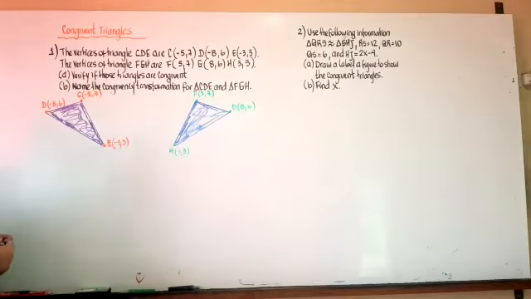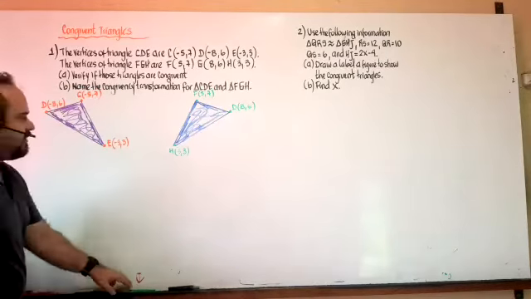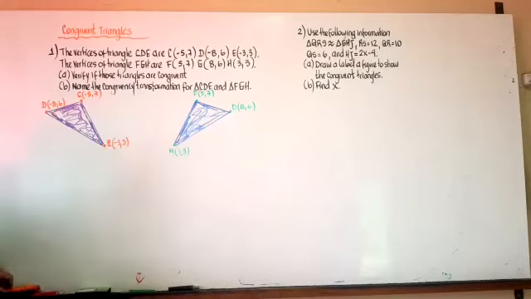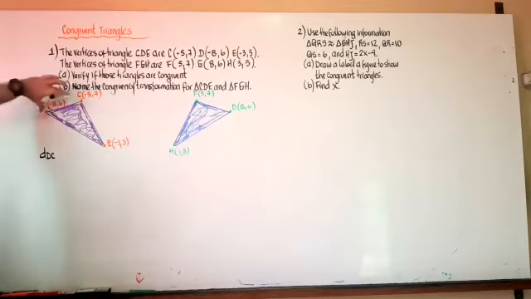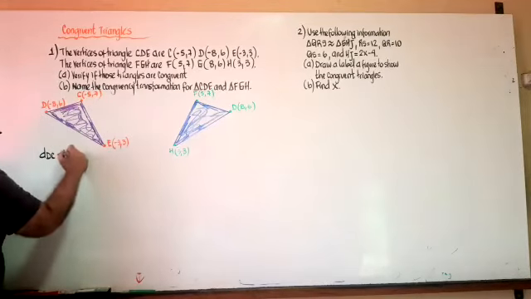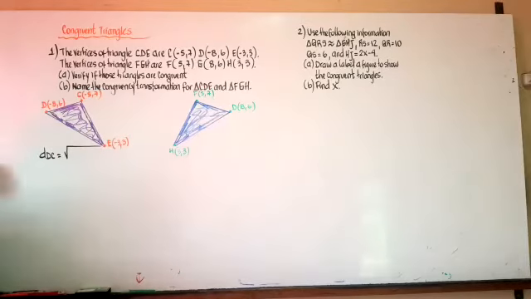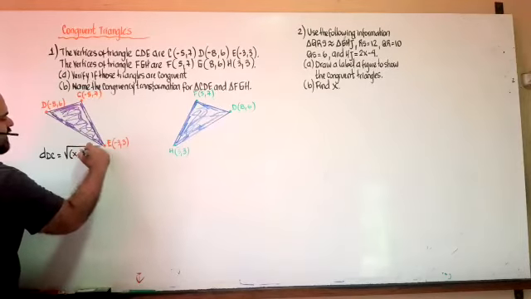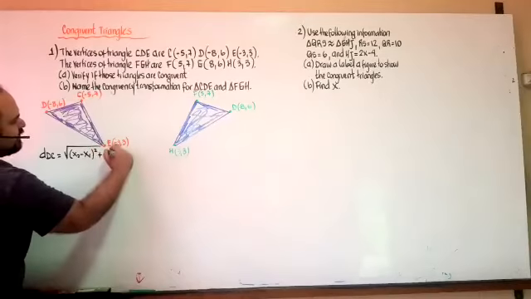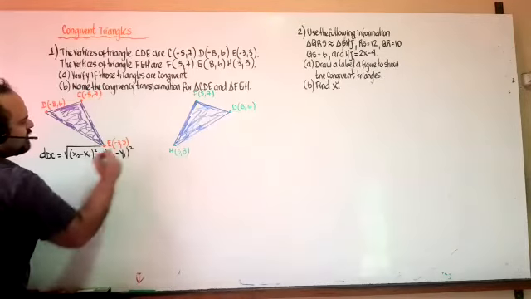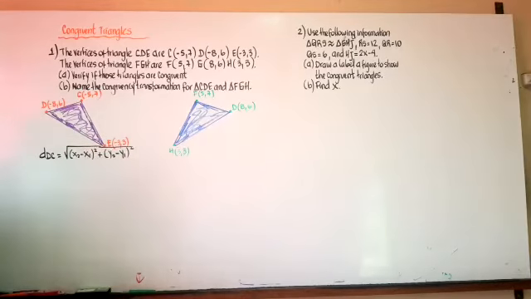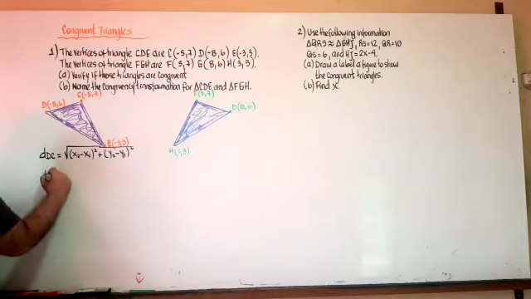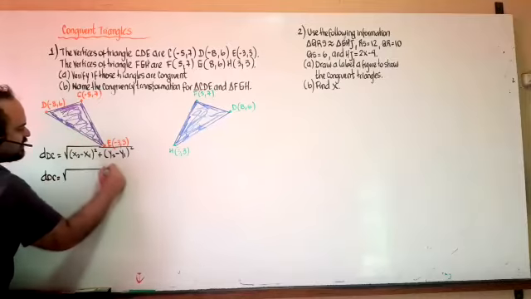Okay, now what are we going to do? We're going to try to find out the distance between, in the first one, D and C, all right? DC. Remember, the distance formula is given by the square root of x2 minus x1 second power plus y2 minus y1 second power. Well, actually the square root covers the rest of the equation, okay? Now, DC will be equal to the square root.